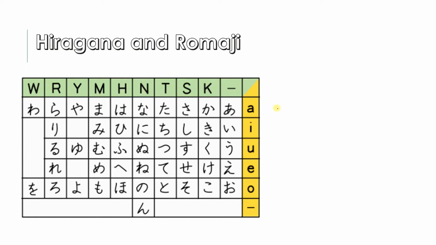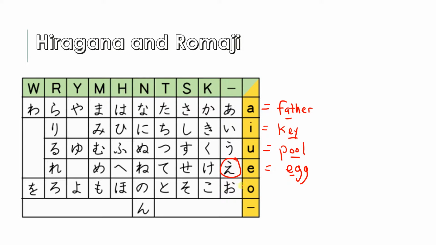So this ah sound they have right here is kind of like the ah in father. This i that you have right here is kind of like the vowel sound that you see in the word key. This u sound that you see right here is kind of like the oo you see in pool. Then we have this vowel right here, e, and this is like the e you see in egg.